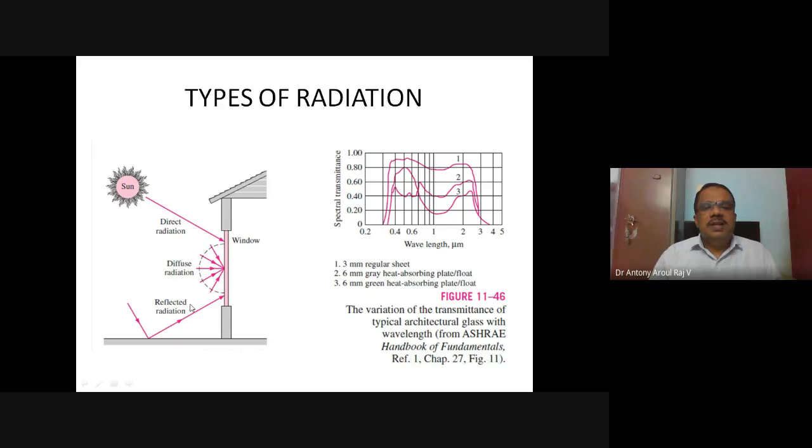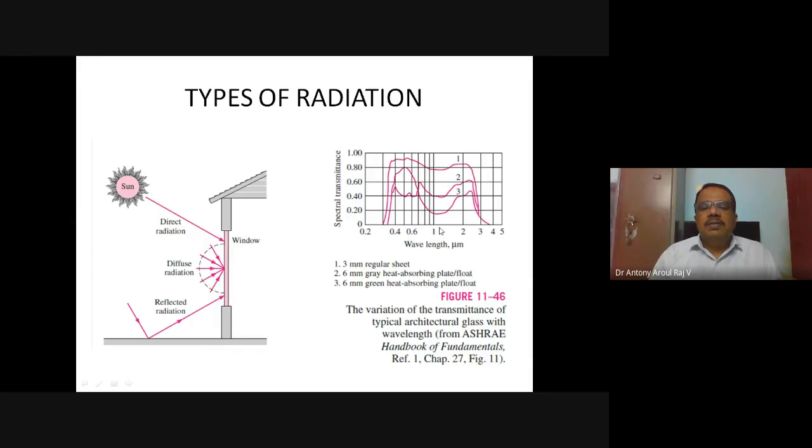What will be the response of the glass to this radiation? If I take a 3 mm regular sheet of glass, you will find that the transmissivity is more for the longer wavelength spectrum. Suppose I take 6 mm thick gray heat absorbing glass. What happens? The transmissivity is reduced, and you can see that the transmissivity is dependent on the wavelength.